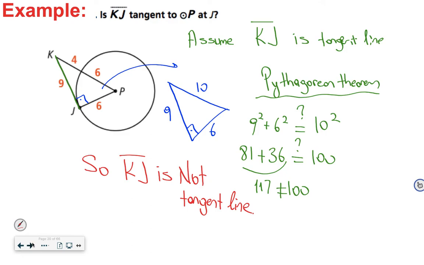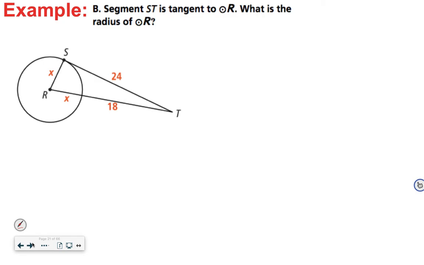Next question. Segment ST is tangent to circle R. In this question, the segment ST is given as a tangent to circle R. What is the radius of circle R? As you see here, the radius of the circle is determined with x. So if ST is the tangent line, then this is going to be 90 degrees.